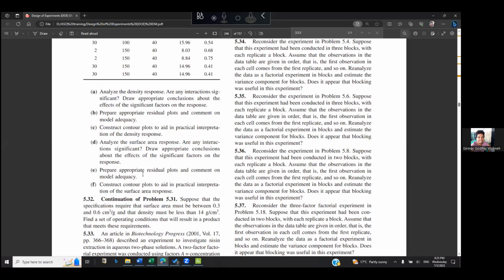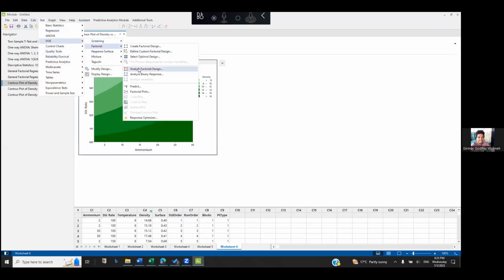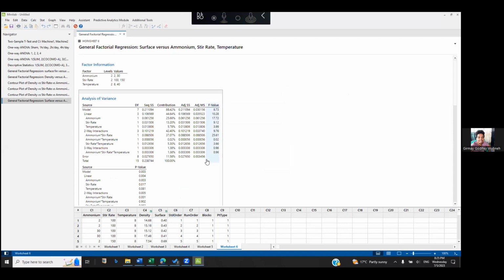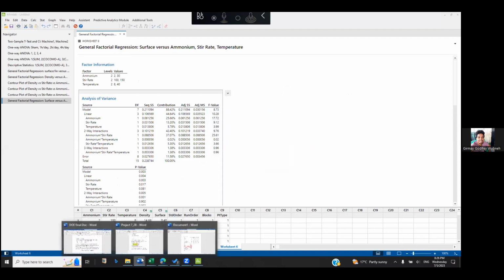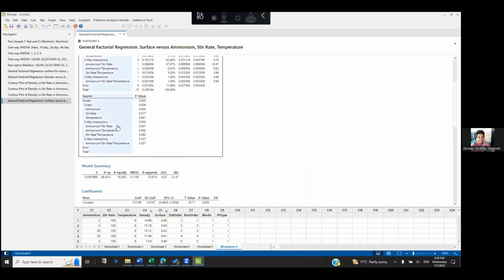First was the density response, now the surface area response. Similarly, here we start the design of experiment, factorial analyze, using surface area instead of density. Then look at the graph and results, and draw the conclusion.